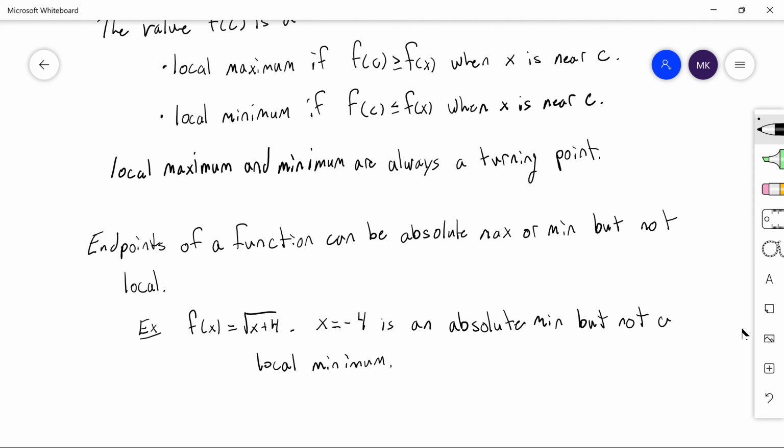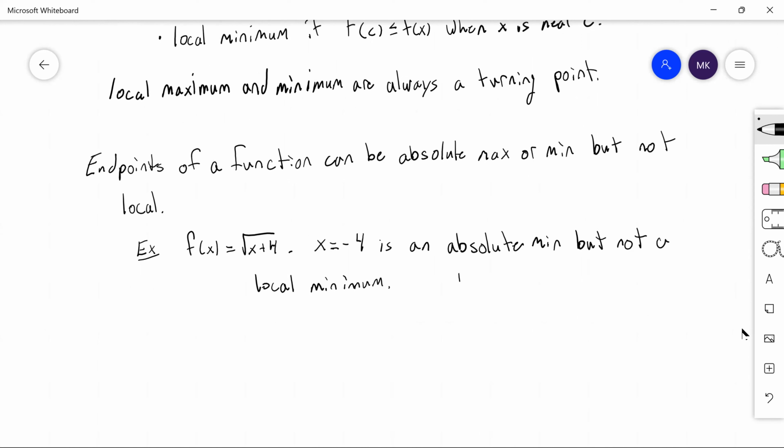Does that make sense? If we draw the graph here, this would be our f of x. This is -4. We would say that -4 is the absolute minimum, but it's not a local minimum, because if x is near it on the left side, our function is undefined, and so we don't call it a local minimum.